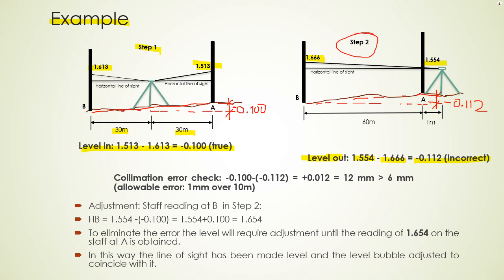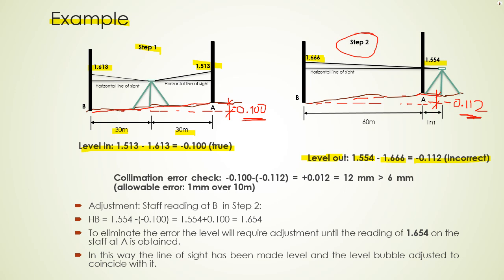So here we see that there is the error. So there should be the same results. If there's no error, then the height difference between A and B should be the same, despite you move the level. But they are not the same, so we have to check the error and compare with the limit.